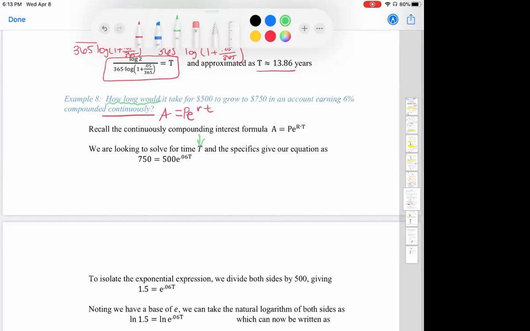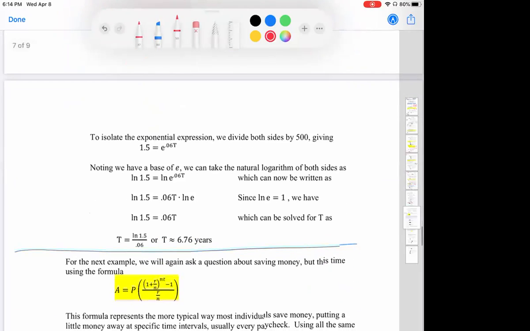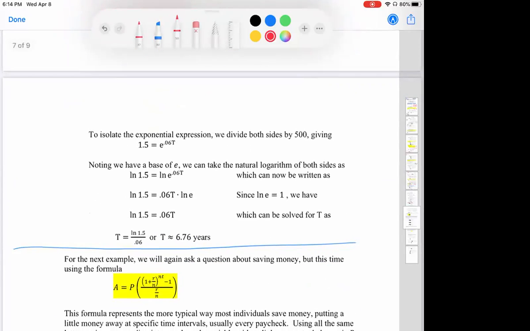All right, so I want to get t by itself. But before I take the ln of both sides, I want to get e by itself. So I divide by 500 on both sides. Punching 750 divided by 500 into your calculator, you get 1.5. So to isolate the exponential expression, we divide both sides by 500.